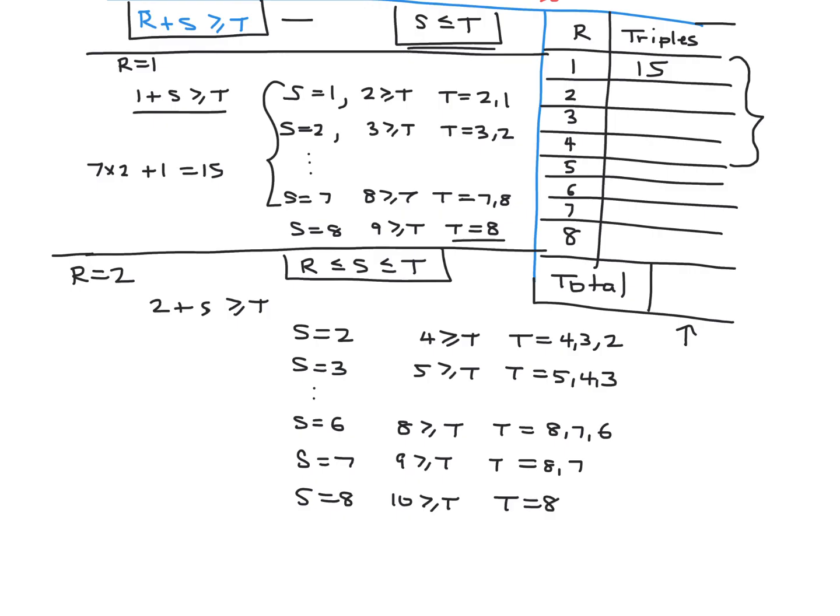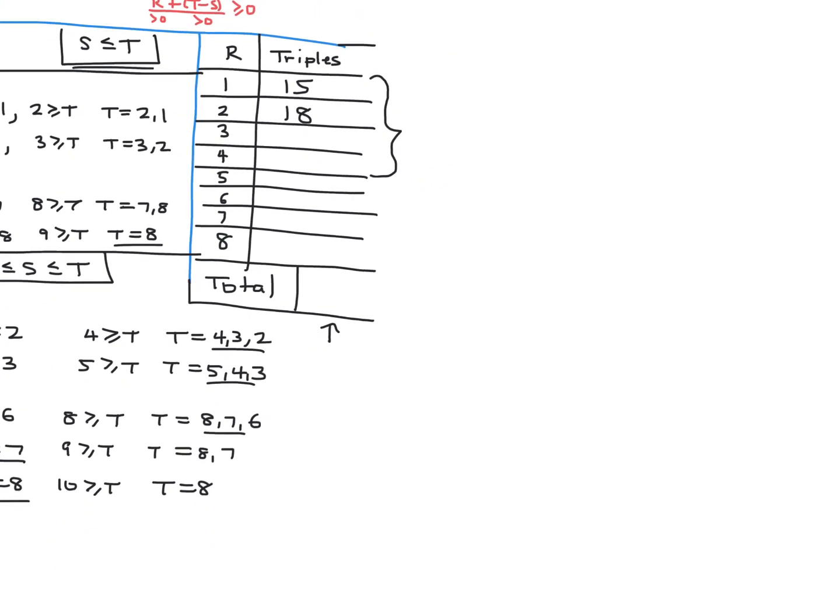So how many do we get here? For these, from 2 to 6, which is 5 of them, there are 3 values for t for each. Then for s equals 7, we only get 2, and for s equals 8, we only get 1. So that's 15 plus 3, which is 18. So the 18 goes there. Okay, so let's keep going.